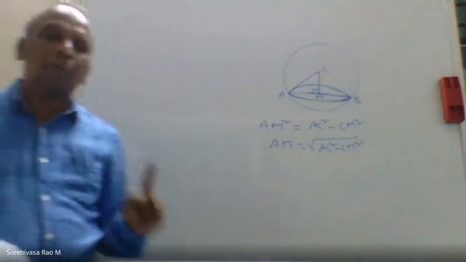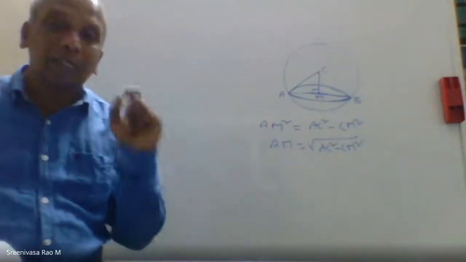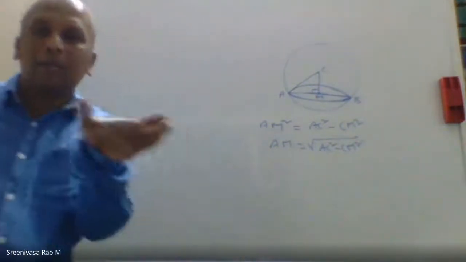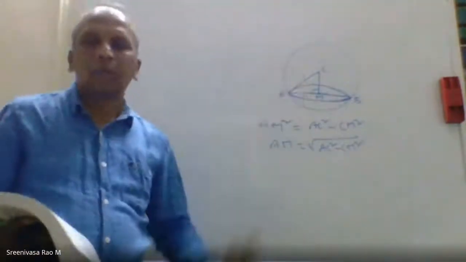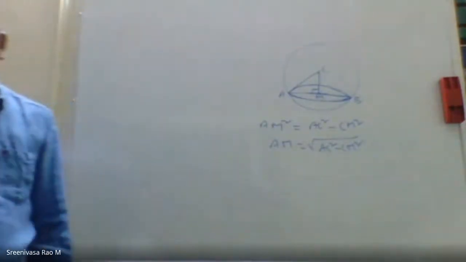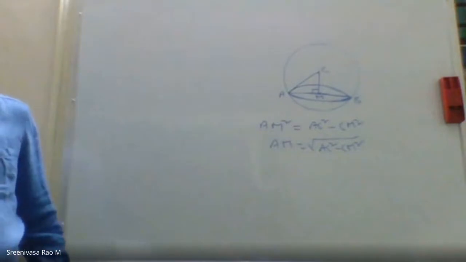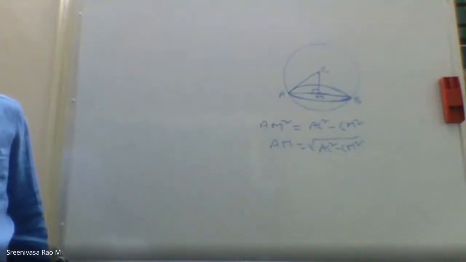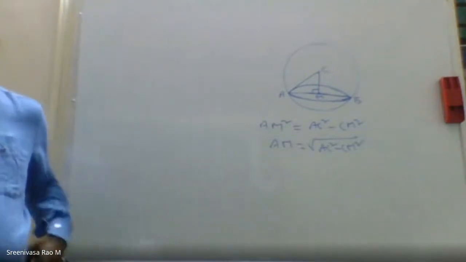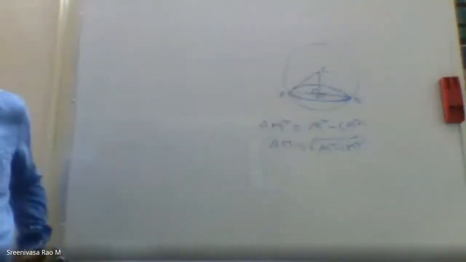But always remember, the plane section of a sphere is always a circle. When a plane cuts, you will get a circle only. Always remember, that is the important point. The plane section of a sphere is always a circle.